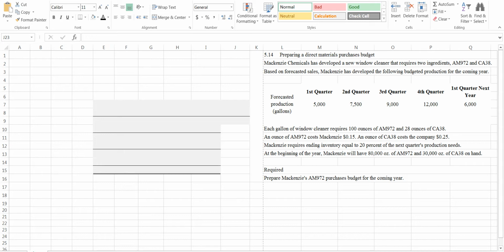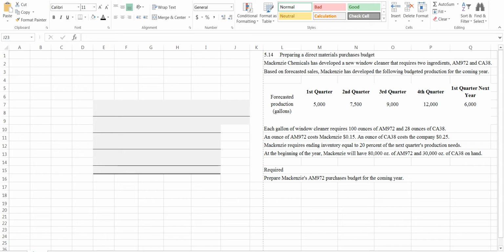So let's take a look at what our requirements are here. Here's a company that has a new window cleaner, and the cleaner requires two ingredients, the AM972 and CA38. They give us our budgeted production for the upcoming year. Let's go down to required. They want us to prepare McKinsey's AM972 purchases budget for the coming year.